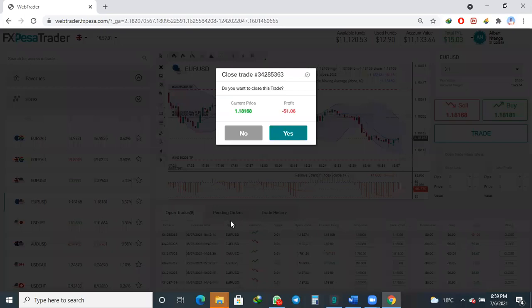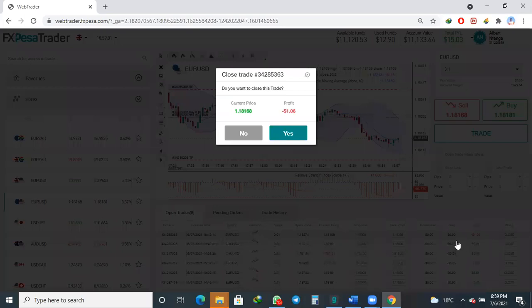After I've done that, that's closing the trade and also modifying the trade. Now it's okay. So the first trade, which was buy the euro dollar, I've closed that trade. Now I'm remaining with 5 trades. That's simply how you can close a trade.